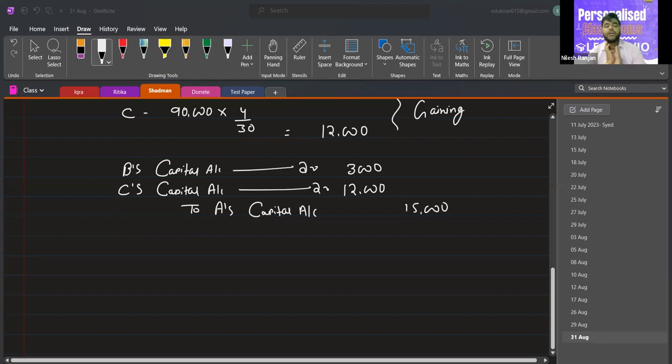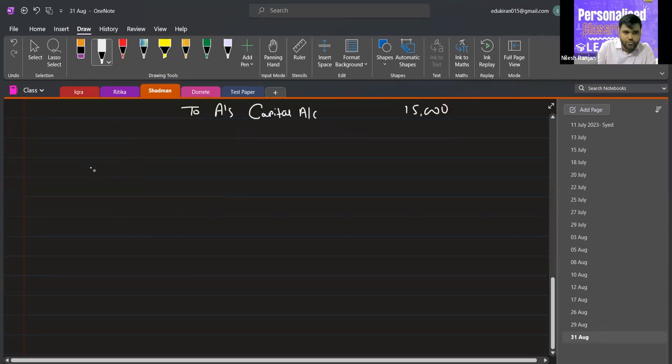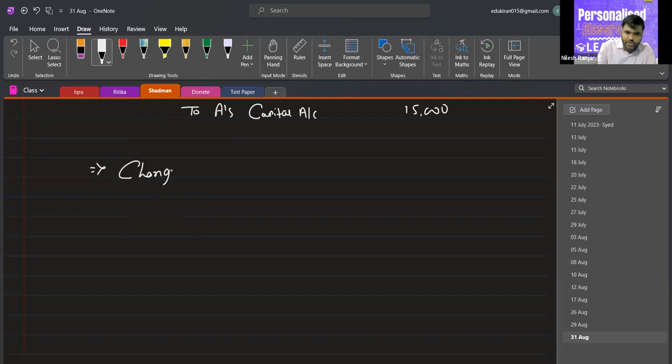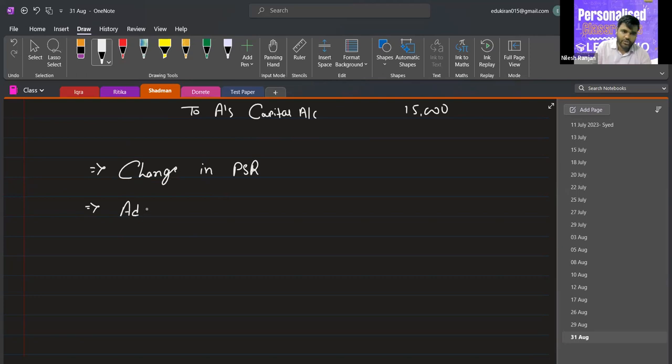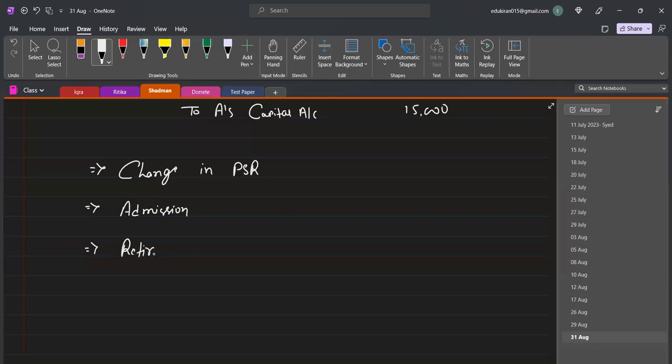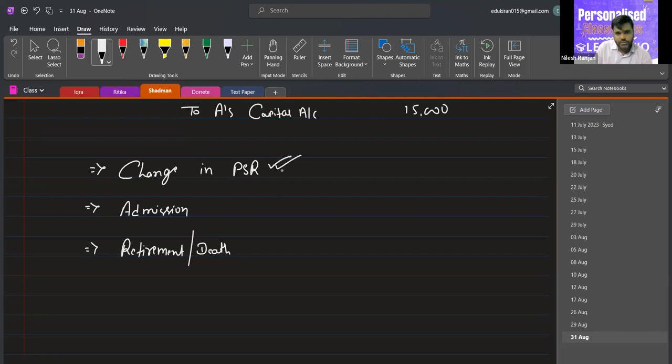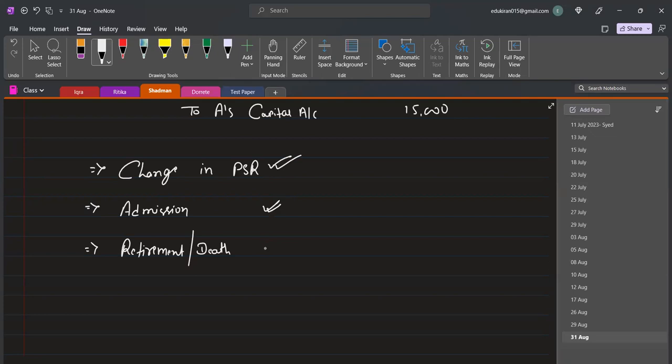Now, after this, you have to remember these concepts. There are 3 chapters related to reconstitution. First is change in PSR, which we have done in half, you can say. So we are doing it. Now after that, admission, and then retirement and death. So what you study in this chapter will be the same in these two also.